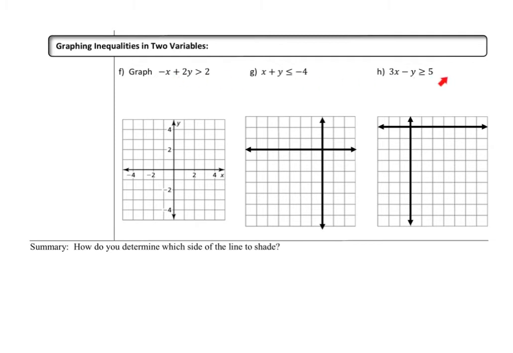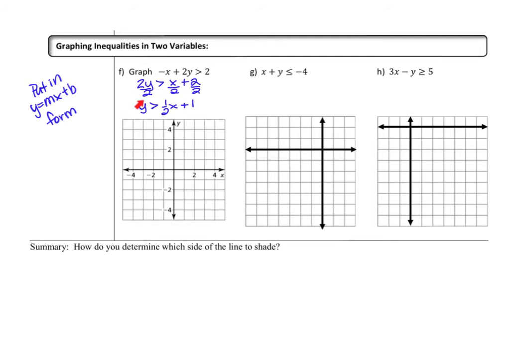Notice none of these are going to be in slope-intercept form, so we're going to have to put them in y equals mx plus b form. So looking at letter F, we have negative x plus 2y is greater than 2. What would be the first step in solving this inequality for y? You would want to add the x to each side. So you'll end up with 2y is greater than x plus 2. Then you're going to divide everything by 2. So our inequality is y is greater than 1/2 x plus 1.